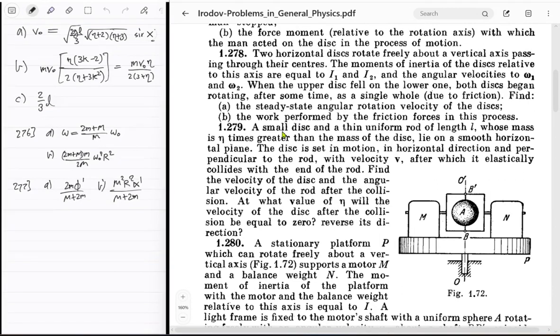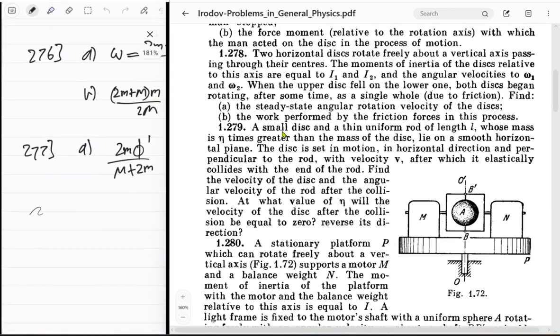278. Let's go. First, 278. What is this? Two horizontal discs rotate freely about a vertical axis passing through their centers. The moments of inertia of the discs about the axis are equal to I1 and I2. The angular velocities are equal to omega 1 and omega 2. Then the upper disc fell on the lower one. Both discs begin rotating.